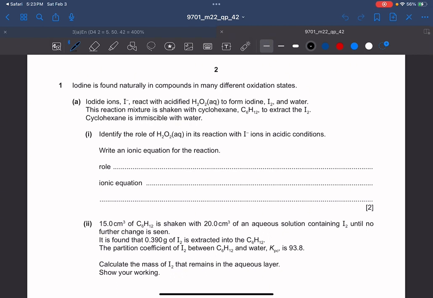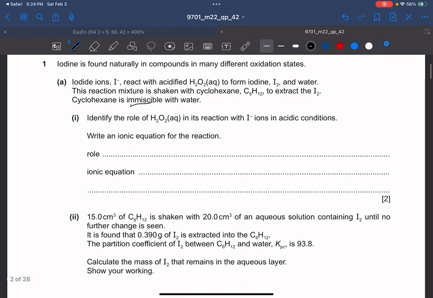So let's take a look at number 1. Iodine is found naturally in compounds in many different oxidation states. Iodide reacts with acidified H2O2, hydrogen peroxide, to form iodine and water. This reaction mixture is shaken with cyclohexane to extract the iodine. Cyclohexane is immiscible with water, which basically means that it's not going to mix.